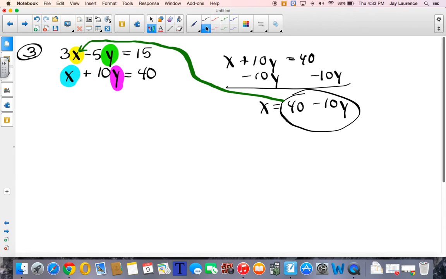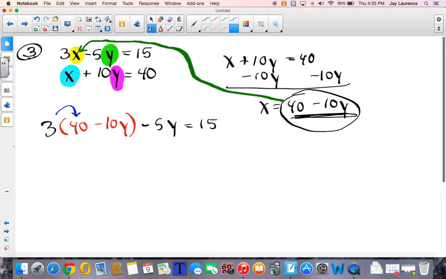So I'm going to have 3x, nope, not 3x, sorry, 3 times the quantity of 40 minus 10y, minus 5y equals 15. So all I did was rewrite the first equation. Instead of writing x, I wrote what x was equal to. How did I get what x was equal to? In the second equation, I got x alone. Why did I choose to get x alone in the second equation? Because it was the least amount of work. Okay, gave me the prettiest numbers with the least amount of work.